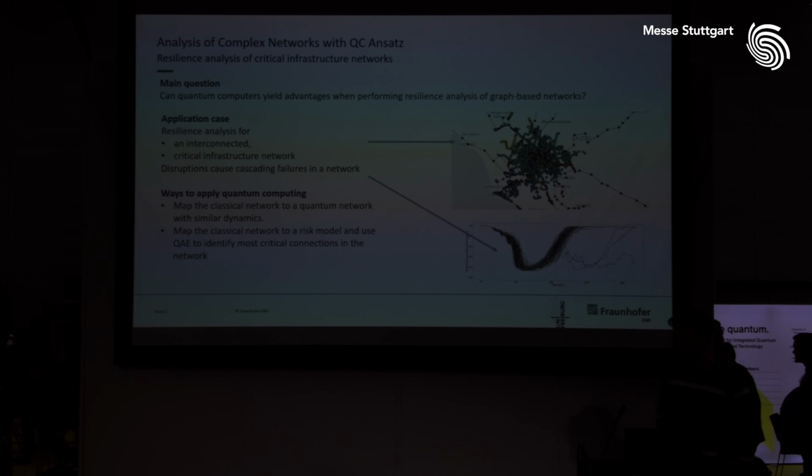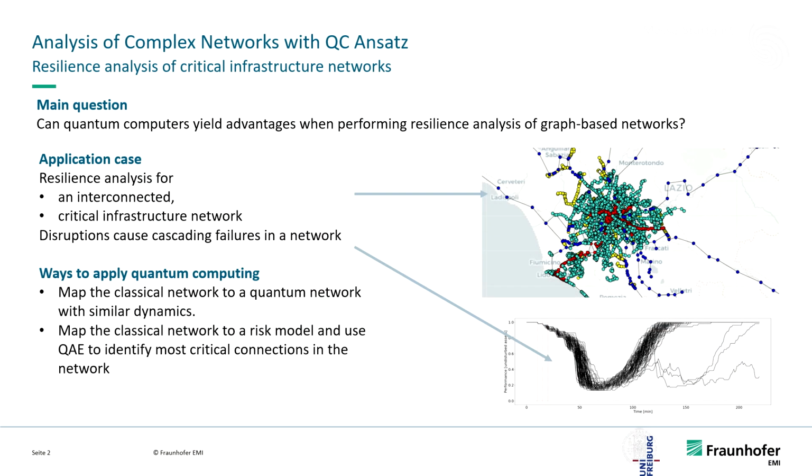So first, I want to introduce the use case that I'm going to talk about, because this is not a usual quantum computing use case. What we're interested in is the resilience analysis of critical infrastructure networks. So, for example, in a city, there could be a transportation network, electricity, and communication, and all of these are interconnected. And if one of these fails, then this will also impact the other networks.